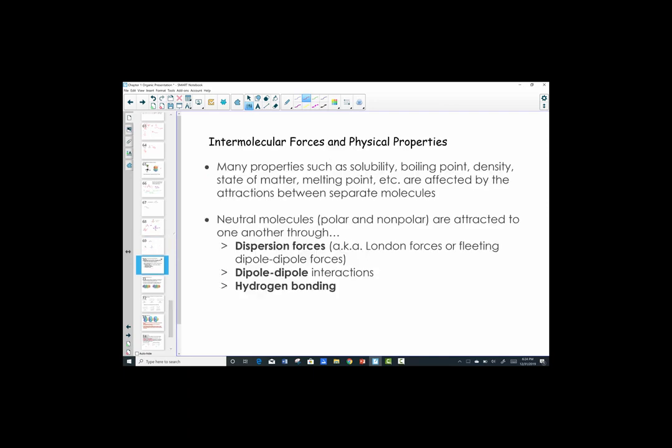Now that we understand polarity of molecules, we can apply that to the intermolecular forces and physical properties that accompany those polarity. So knowing that these properties, such as solubility, boiling point, density, states of matter, melting point, all of these things are affected by the attractions between molecules, intermolecular forces are attractions between compounds, two molecules. Remember, neutral molecules, being polar and nonpolar, are attracted to one another.